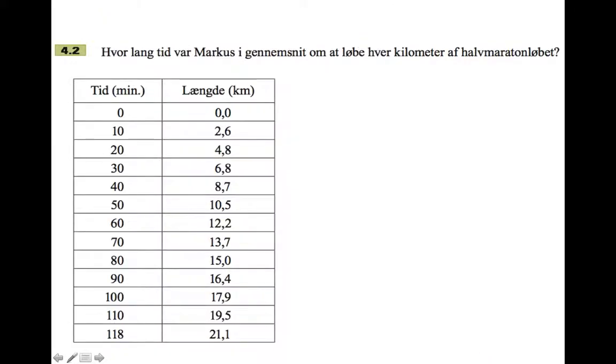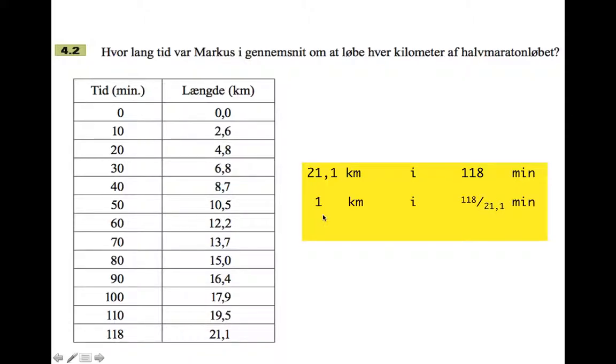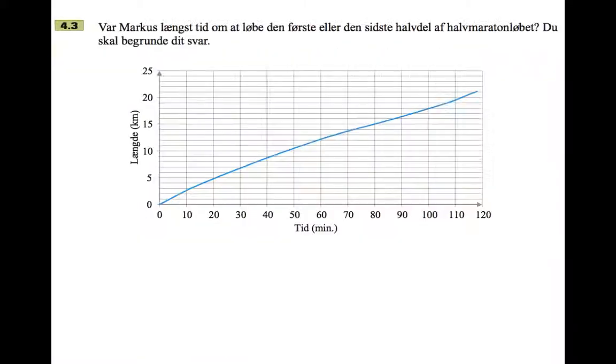Part 2. How long does Marcus take on average running each kilometer of the half marathon? Well, 118 minutes is the time it takes him for 21.1 kilometers. So 1 kilometer is 118 divided by 21.1 minutes, and that comes to about 5.6 minutes. Every 1 kilometer in about 5.6 minutes.